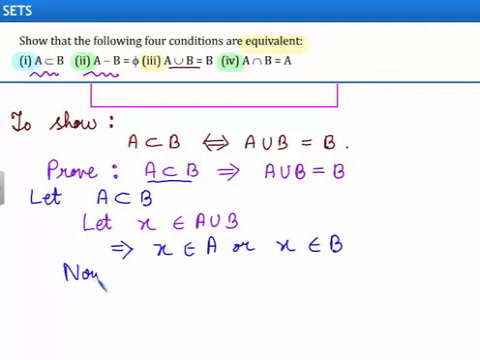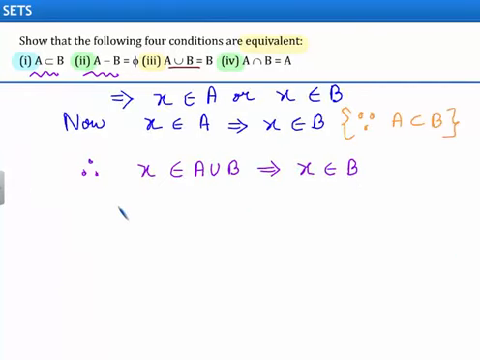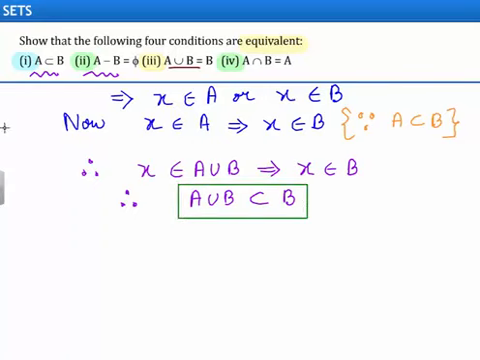Now, X belongs to set A implies that X belongs to set B. And this is because A is a subset of the set B. Therefore, X belongs to A union B implies that X belongs to B. This means A union B is a subset of the set B. And let us name this as 4.